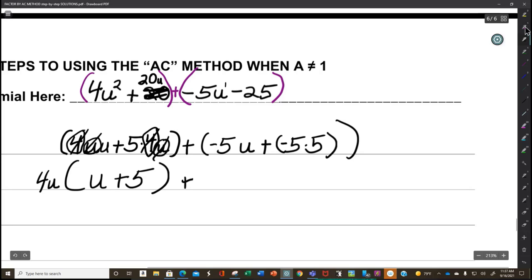I need to pull out, because this leading term is negative, I need to pull out a negative GCF. Both terms have negative fives. So negative 5 is my GCF, leaving me with the leftovers U plus 5.